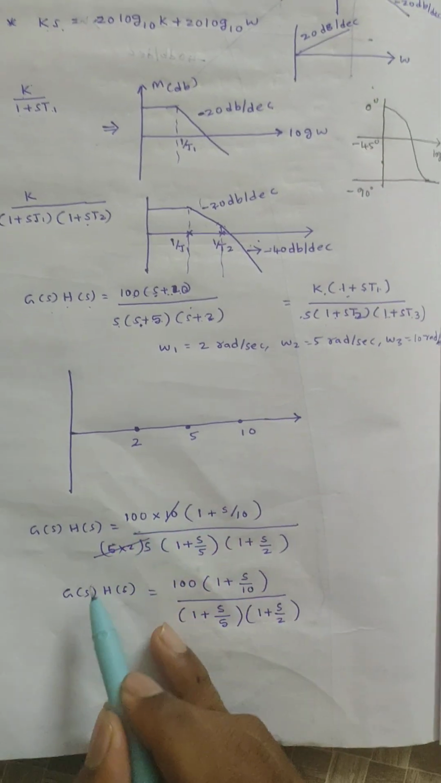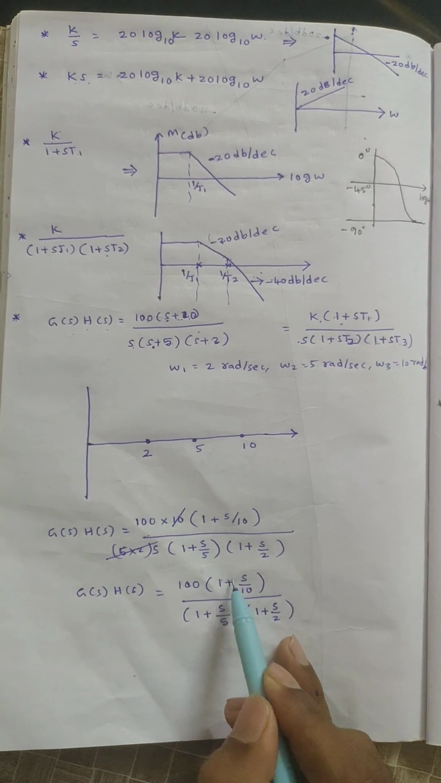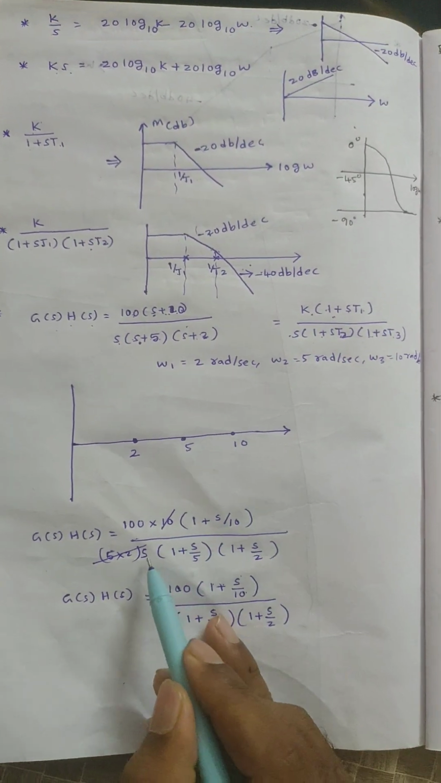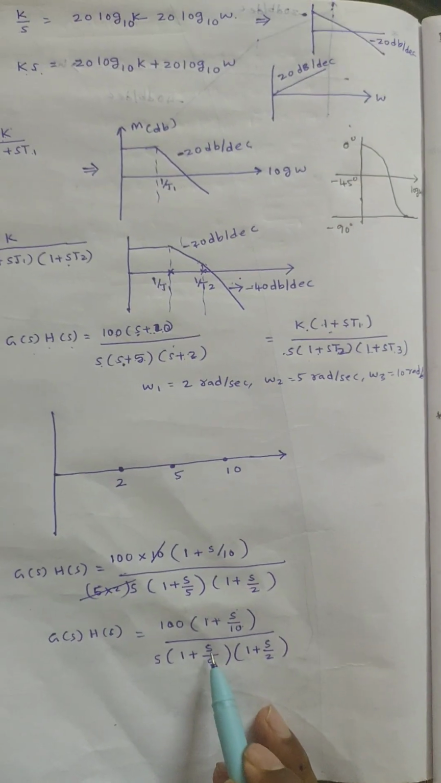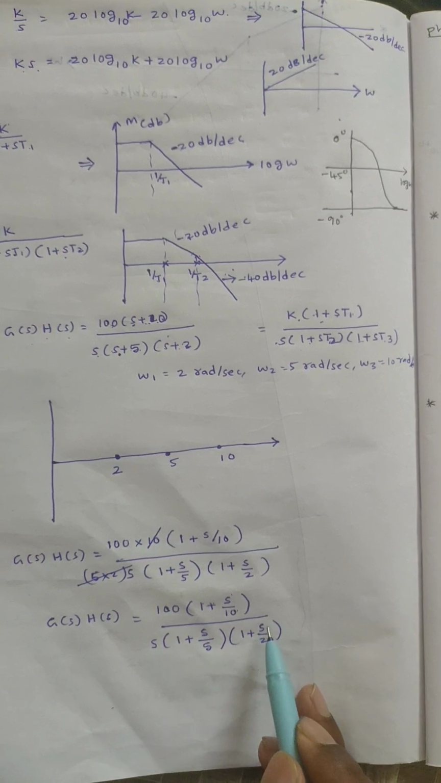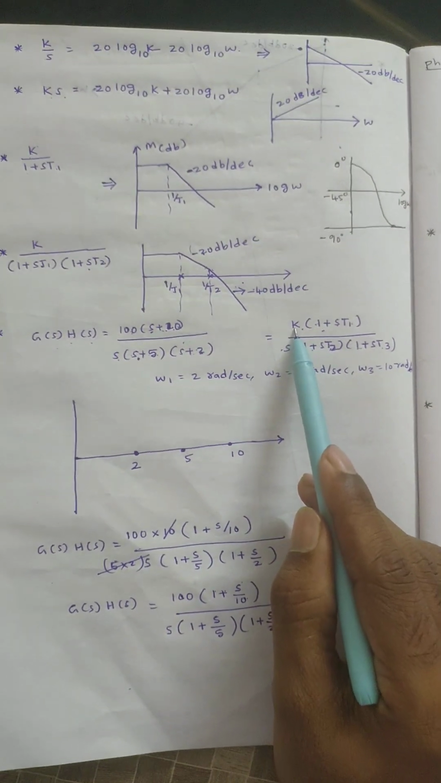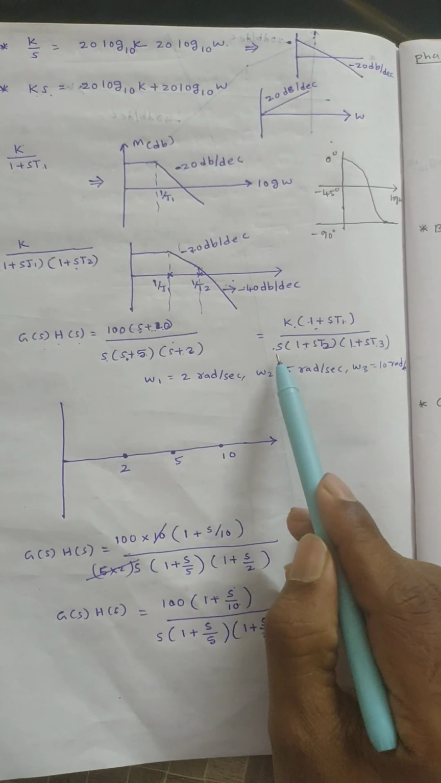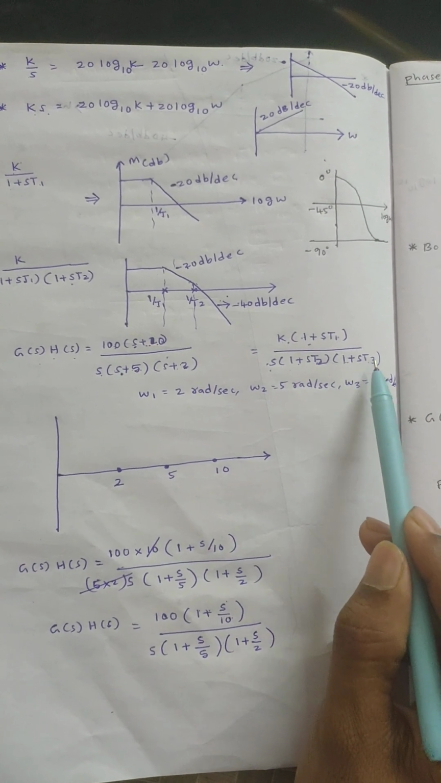Now see here, G(s)H(s) value is 100 into (1 plus s by 10) divided by s into (1 plus s by 5) into (1 plus s by 2). Now the equation is in the standard form, that is K into (1 plus sT1) divided by s into (1 plus sT2) into (1 plus sT3).